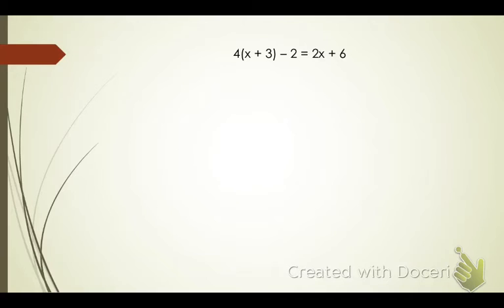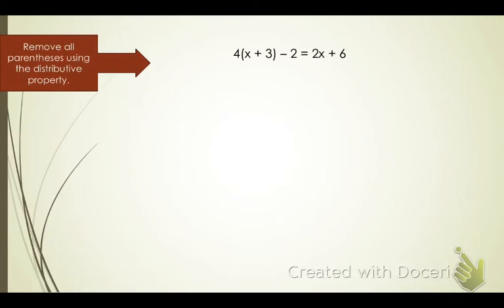As you can see, there are two variables in this problem and they are on opposite sides of the equation. What we're going to do first is remove parentheses by using the distributive property. So I'm going to separate my two sides of my equation and distribute the 4 to get 4x plus 12, bring down the minus 2, and recopy the right side of the equation.